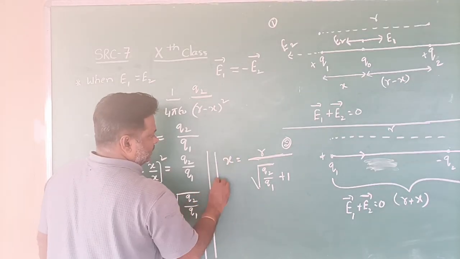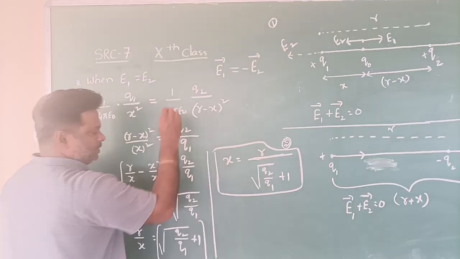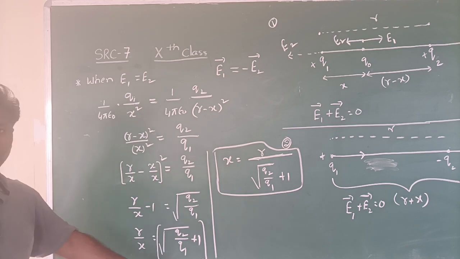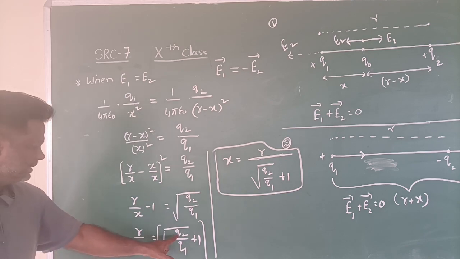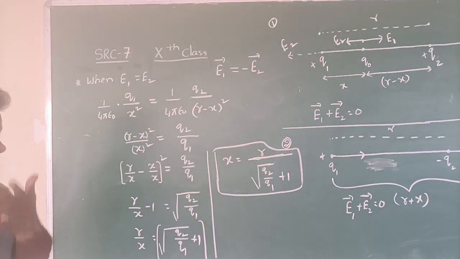So x is equal to r divided by root of Q2 by Q1 plus 1. If you don't understand, just send me a screenshot and I will explain. This is the distance x. If you are not able to watch this one, I am telling you, it is root Q2 by Q1 plus 1.